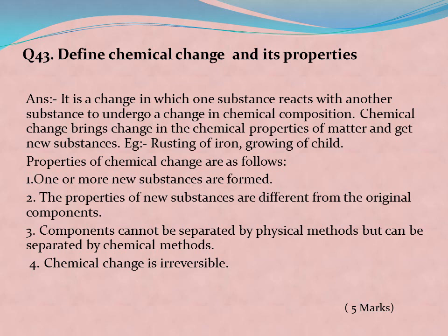Properties of chemical change are as follows. 1. One or more new substances are formed. 2. The properties of new substances are different from the original components. 3. Components cannot be separated by physical methods but can be separated by chemical methods. 4. Chemical change is irreversible.